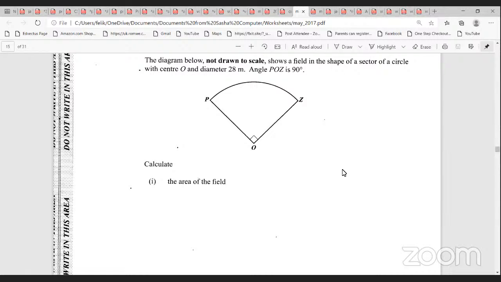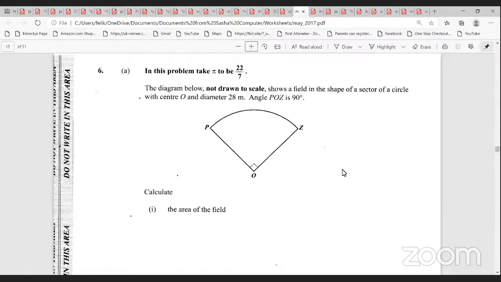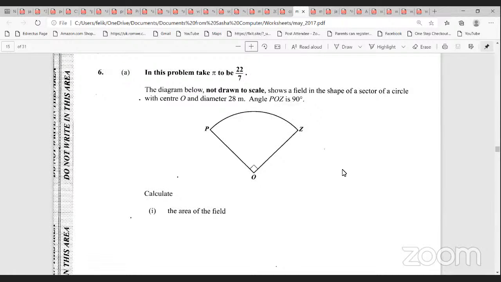And today we're just looking at one question here. This is a CSEC past paper question, May 2017, and this part of the question deals with sector of a circle. We have looked at one aspect of this question already, and I'll scroll on to that shortly, just to refresh you on what we did before. And we're looking at the first part of this question.